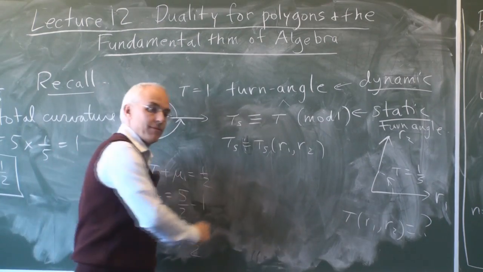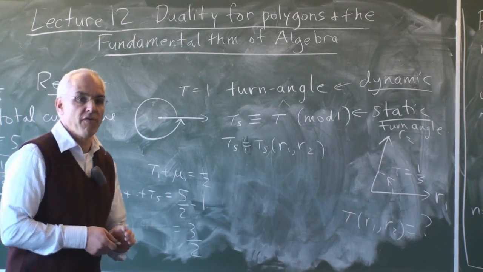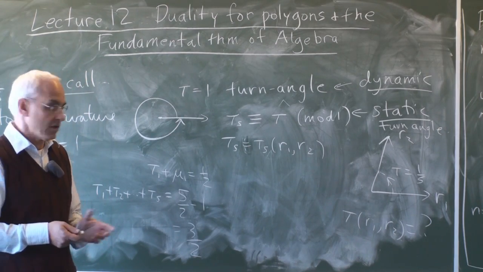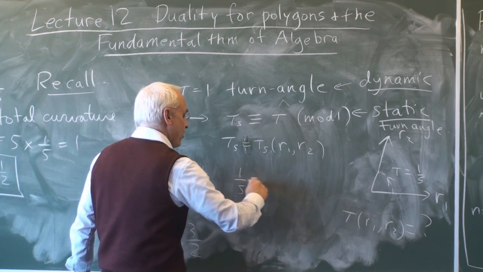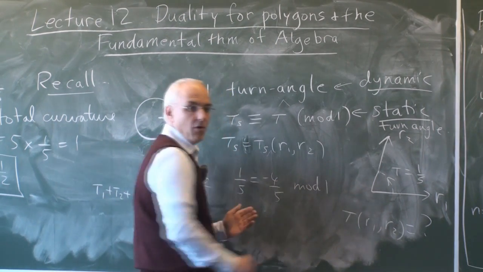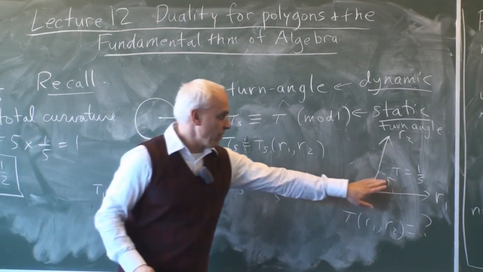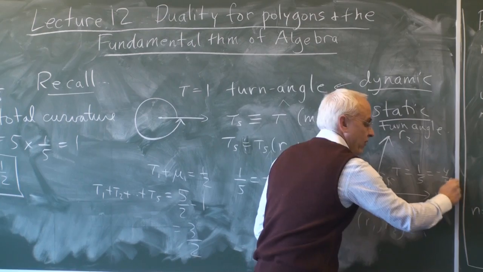But it could be minus 4/5. In fact, it would be equal to minus 4/5. So 1/5 is equal to minus 4/5 mod 1. So each of those is a valid representation for this. So we can also say this is minus 4/5 if we wanted to.